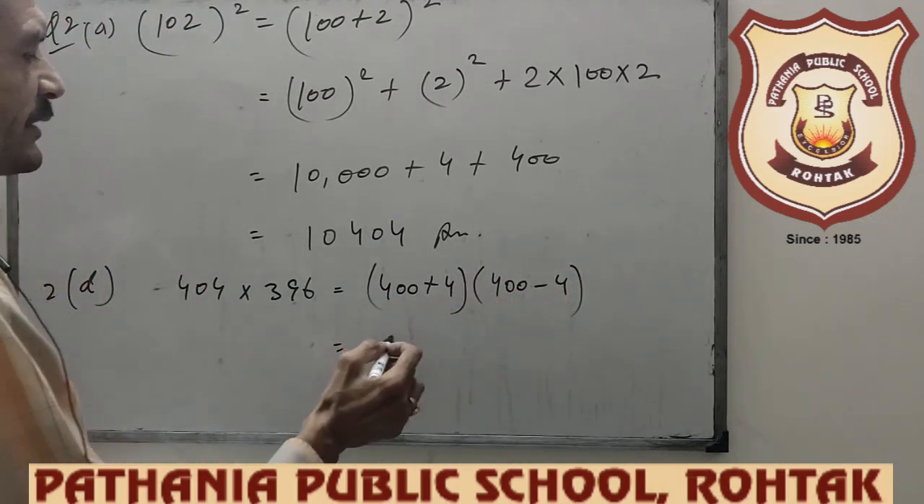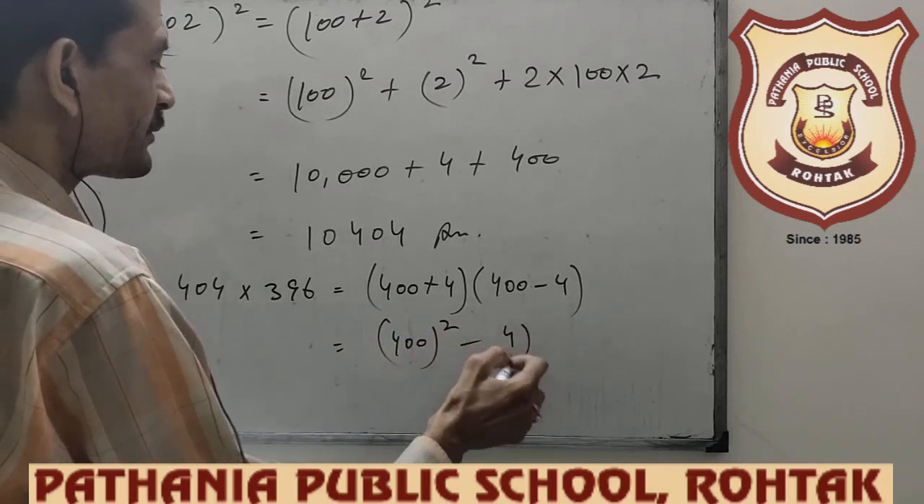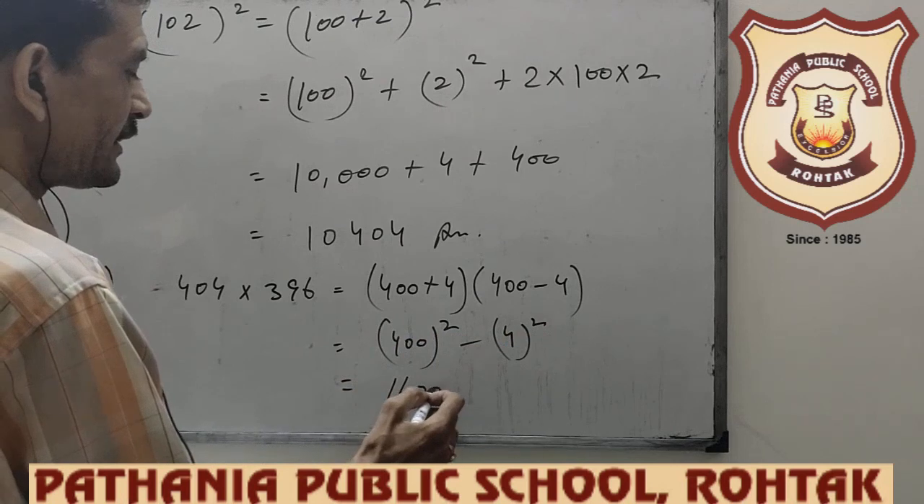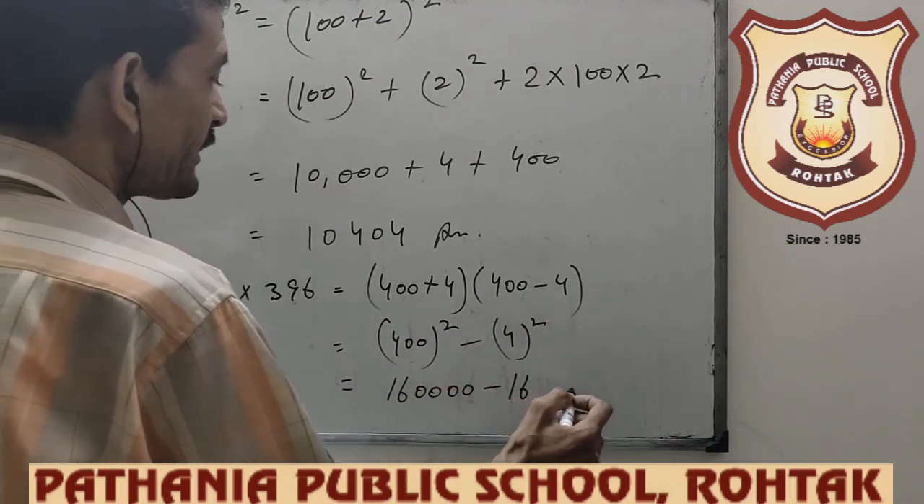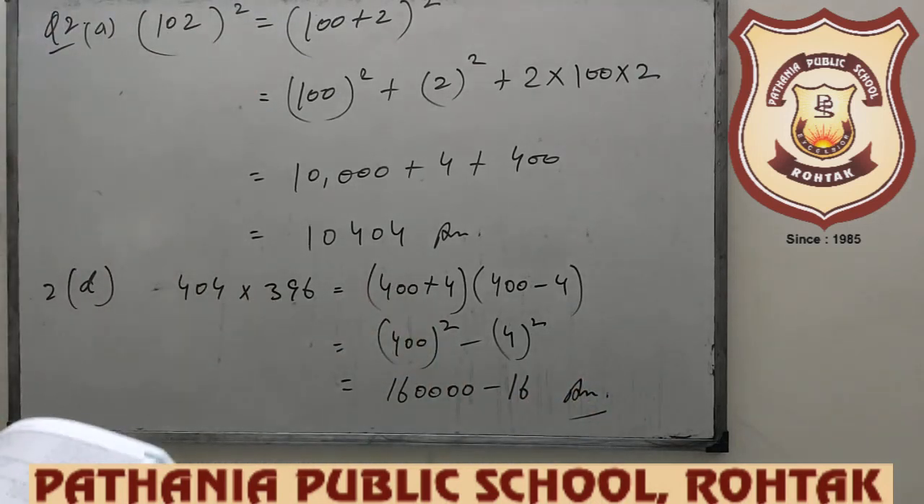So this is what? (a plus b) into (a minus b). The answer is a square minus b square. This will come as 400 square, that is 16 with 4 zeros, minus 16. Operate it. This is the answer. So use the identity in this way. But if in any question a decimal is there, then how can you solve that?